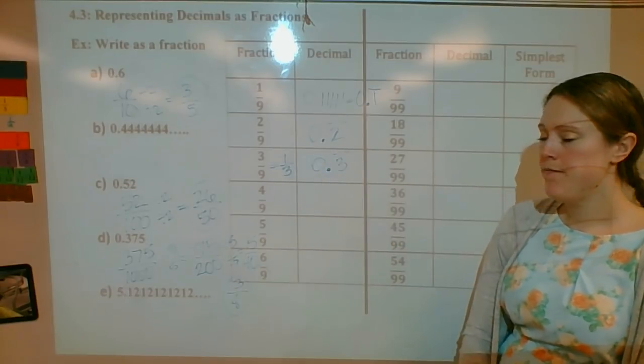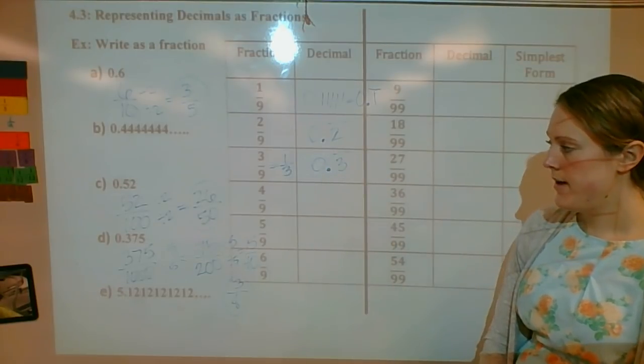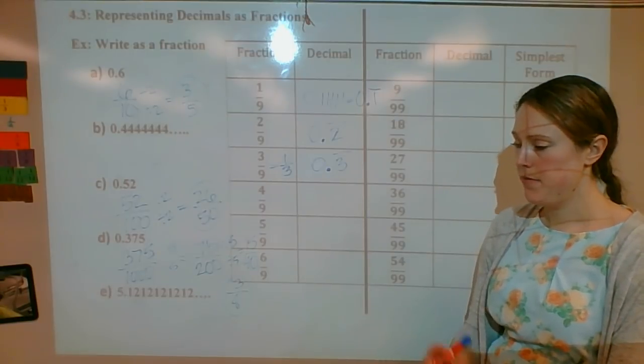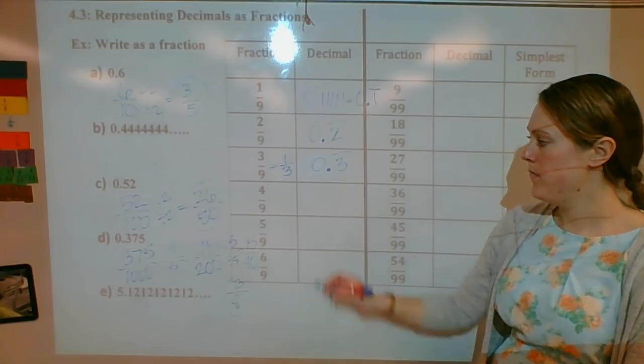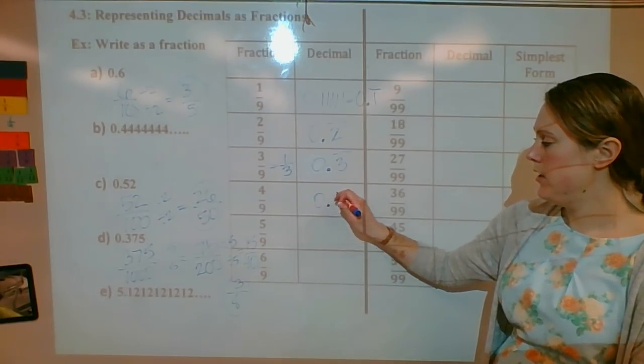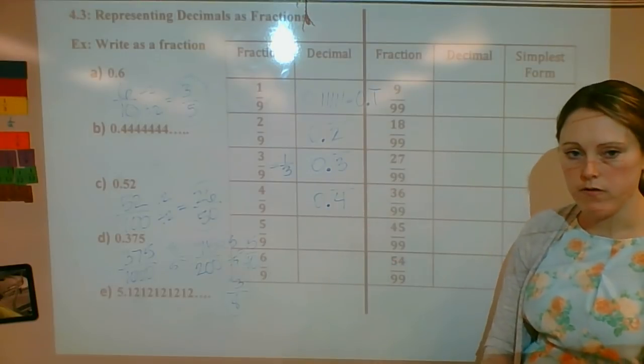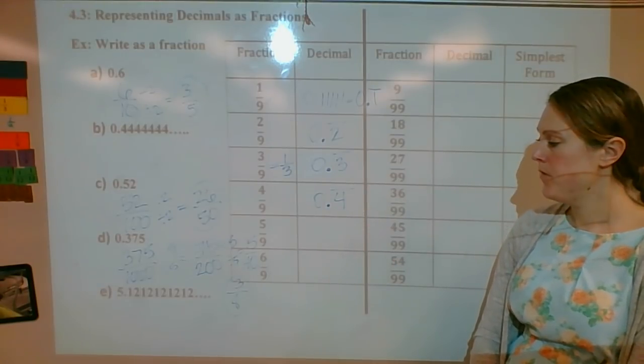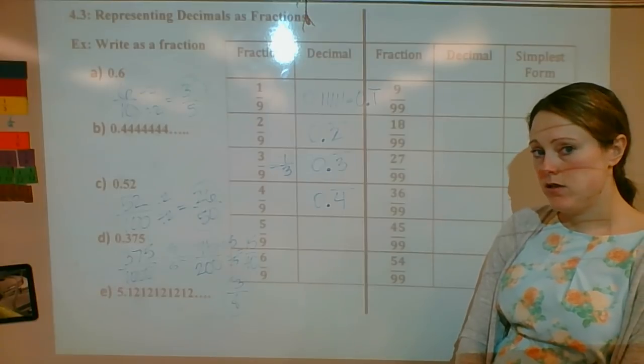0.3 keeps going on. 4 divided by 9. So on my calculator, I type in 4 divided by 9, and I should see a series of 4, 4, 4, 4, 4, 4, 4 that keeps going on. Okay. On these next two, just be careful.